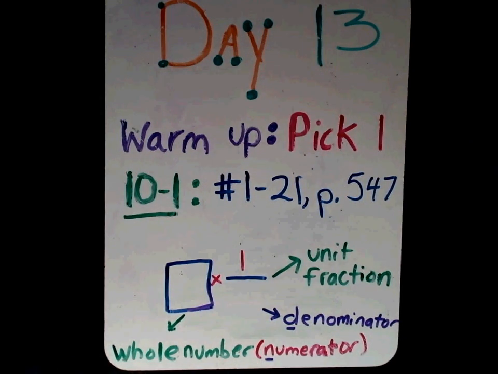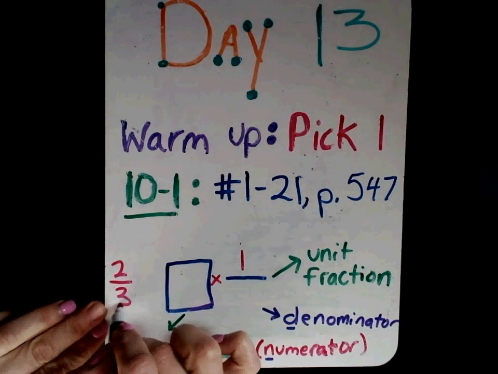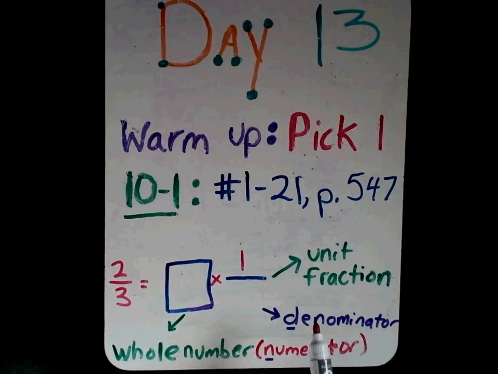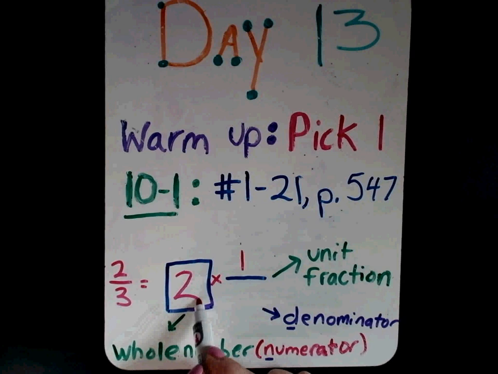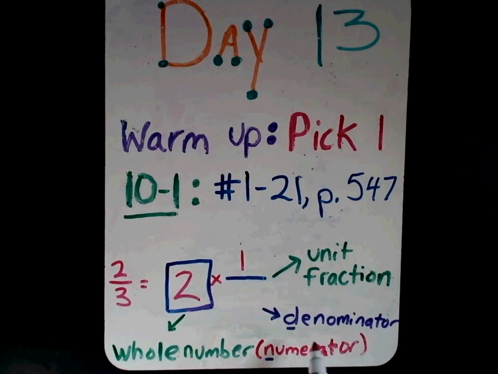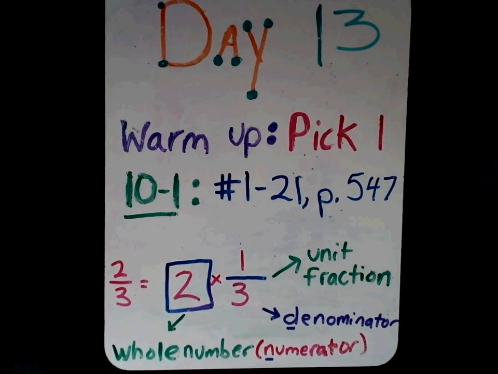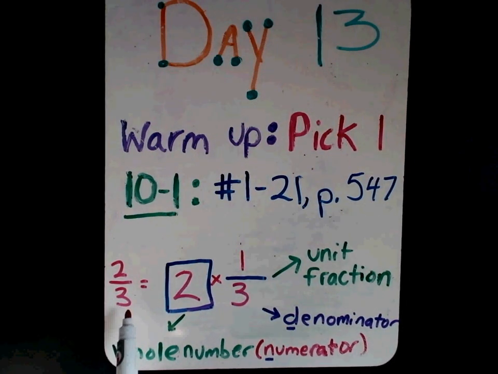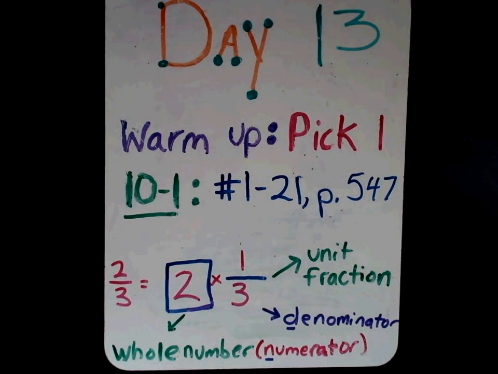So let's say I have the fraction 2/3. If I want to make that into a multiplication sentence, I'll take the numerator, and that will be my whole number. And then the unit fraction, make sure 1 is your numerator, and then your denominator will stay the same. My denominator was 3, so my denominator will still remain 3. So 2/3 can also be written as 2 times 1/3, or 2 copies of 1/3.